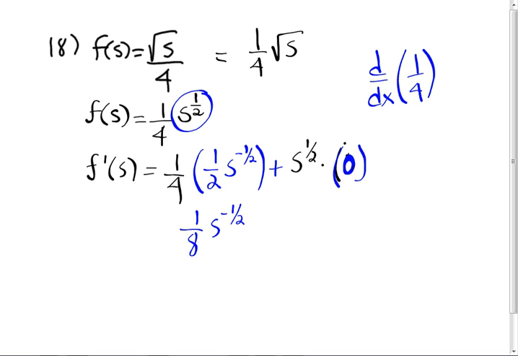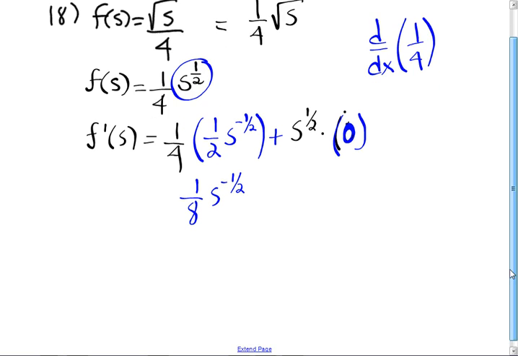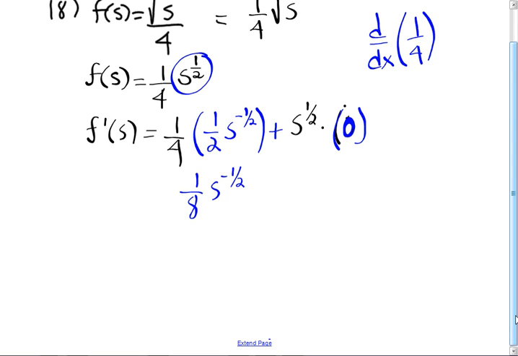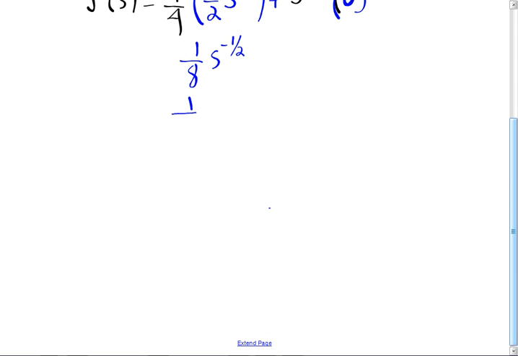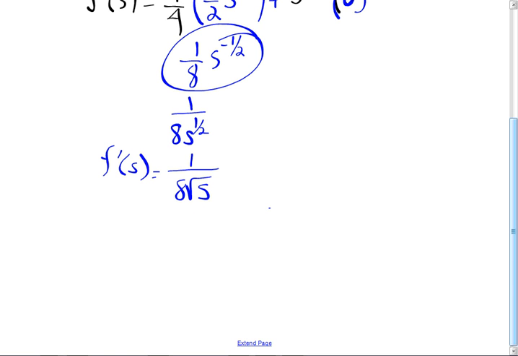But you know, I don't like negative exponents. So I'm going to put it in the denominator. And it's 1/8 s to the 1/2. I don't like fractional exponents either. 1/8 square root of s. That's it. Oh, you could have stopped right here. It's perfectly okay. However, if it's on the multiple choice, this might be the answer. So you have to be able to do that.